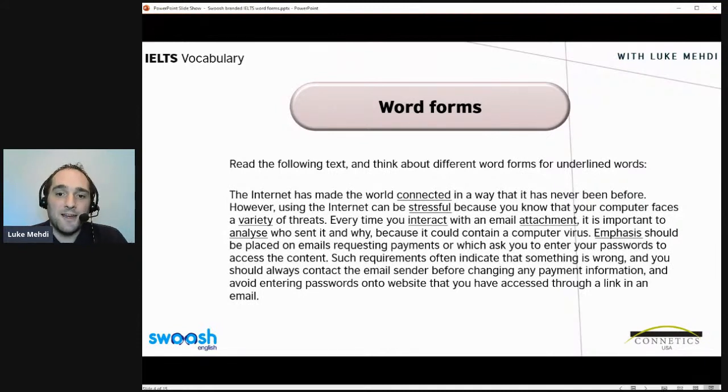Every time you interact with an email attachment, it is important to analyze who sent it and why, because it could contain a computer virus. Oh dear. So don't want a virus on your computer. Maybe somebody will destroy all your data, or maybe they'll start spying on you, or maybe they'll just break your computer and tell them that they're not going to let you use your computer until you pay them some money. So important to be very aware of these email attachments. So we've got 3 more words here: interact, attachment, and analyze. What types of words are those?